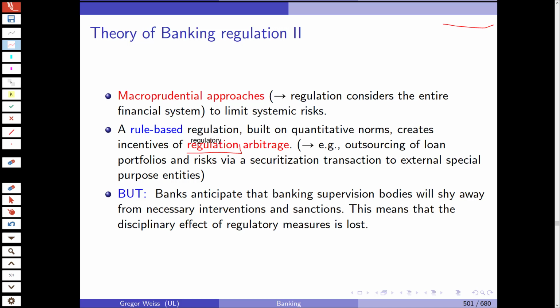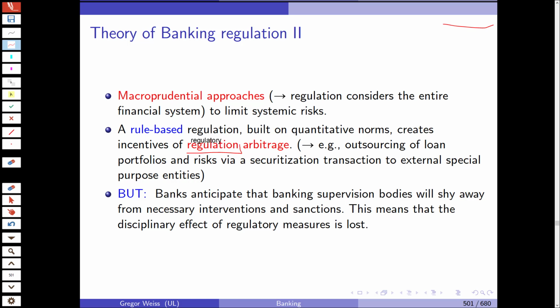First of all, a rule-based regulation means that the regulators set rules and say, well, if you cross this ratio, if you have an equity ratio that is lower than, say, 8%, you have to face this consequence. This is a rule-based regulation. The problem is that some research papers have shown that this creates incentives for regulatory arbitrage.